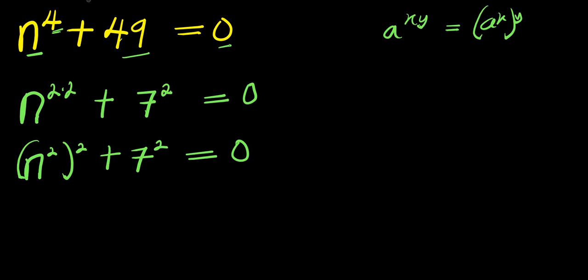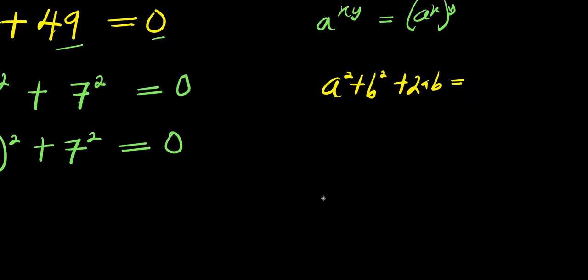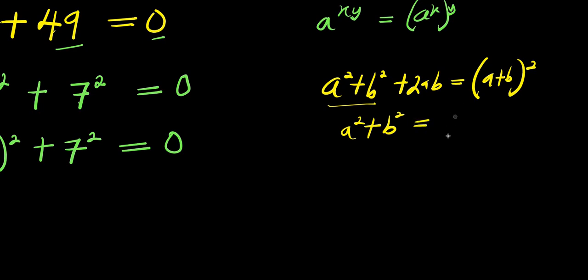So right now, if you have a squared plus b squared plus 2 times ab, this is the same thing as having a plus b raised to the power of 2. And if you isolate this a squared plus b squared, you have a squared plus b squared equals a plus b power 2 minus 2 times ab.